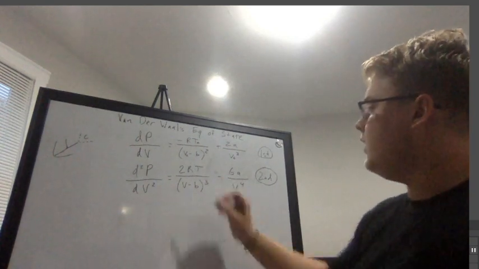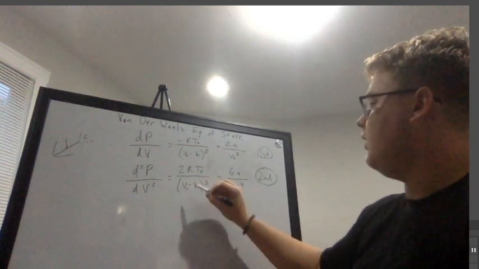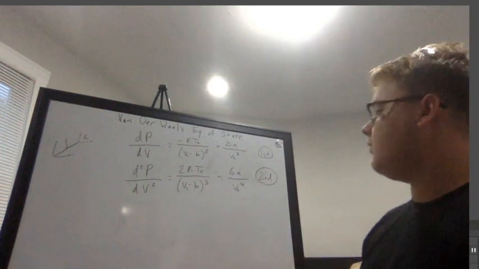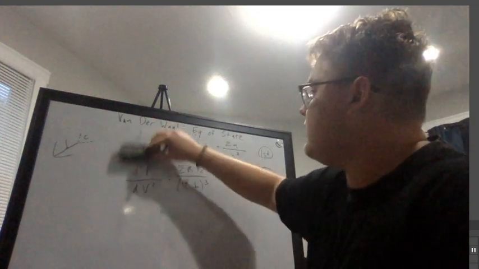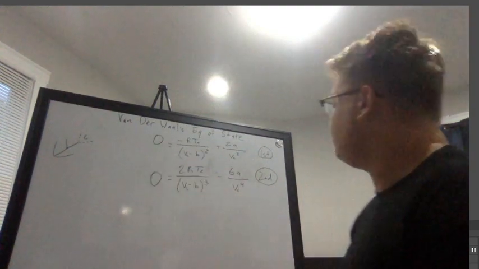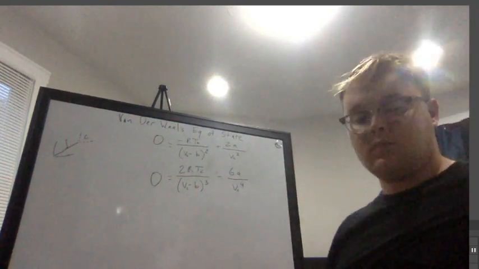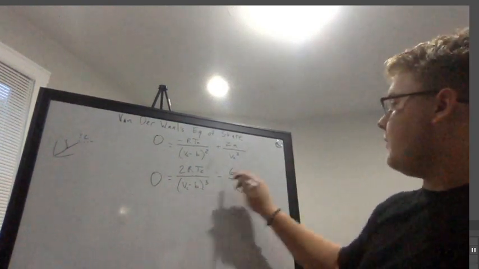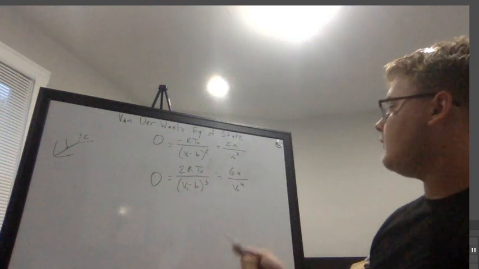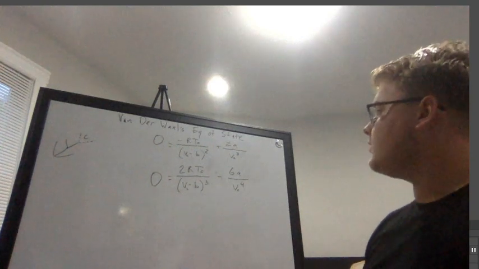Same on the second derivation. 2 times R times temperature critical, and then volume critical minus B cubed, and then volume critical to the fourth. Now we can set these two derivations equal to 0. Remember, we're solving for the parameters of A and B for these equations. So now that we've set them equal to 0, let's begin solving for A and B. So we have two equations, two unknowns.